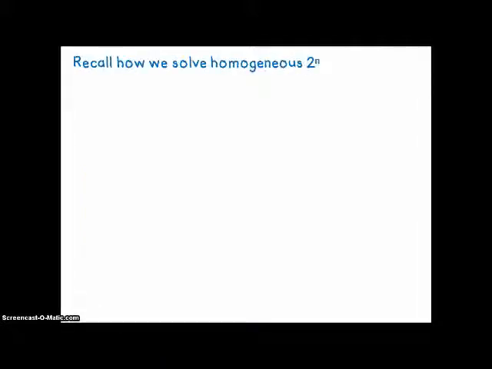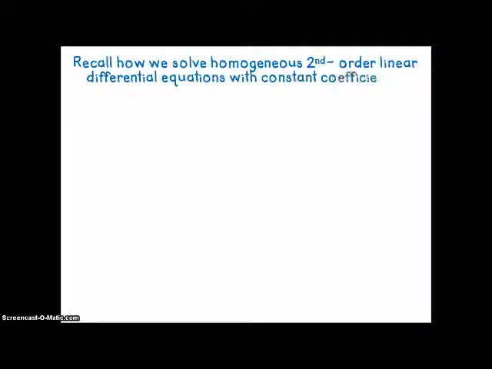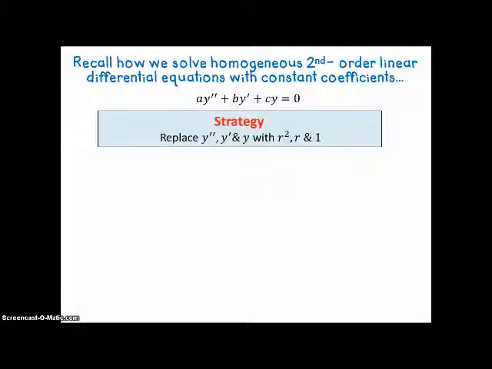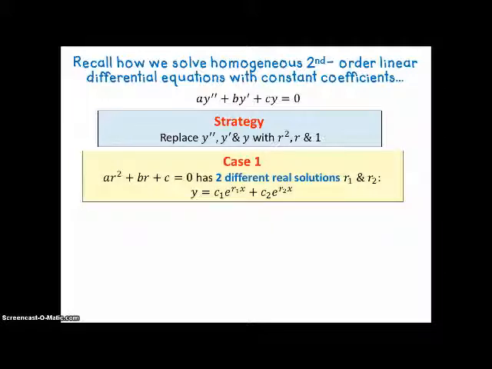Recall how we solve homogeneous second-order linear differential equations with constant coefficients. Remember, this lesson is going to be about non-homogeneous. It's a homogeneous second-order linear differential equation if it's of this form equal to 0. And remember that our strategy was to replace the second derivative, first derivative, and the function itself with r squared, r, and 1. And then we had three cases.